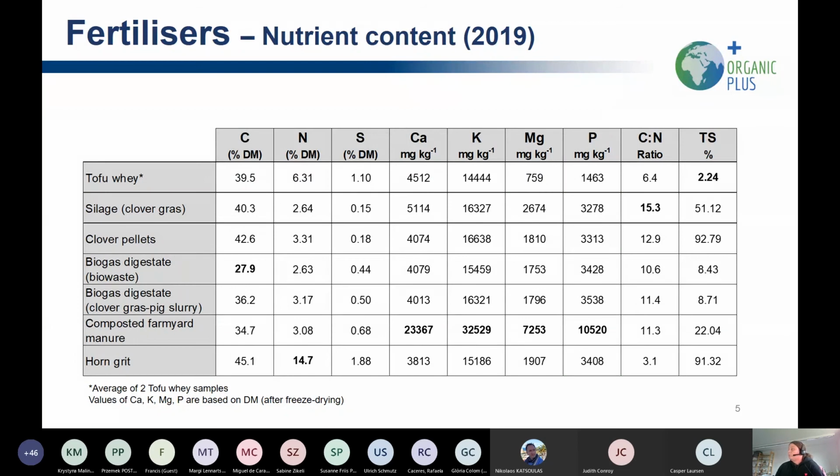Just for the C content of the biogas digestates, for the bio-waste one it's quite interesting that we have a lower C content compared to the other biogas digestates. That's more or less because we have used a separated biogas digestate. Just keep that in mind.